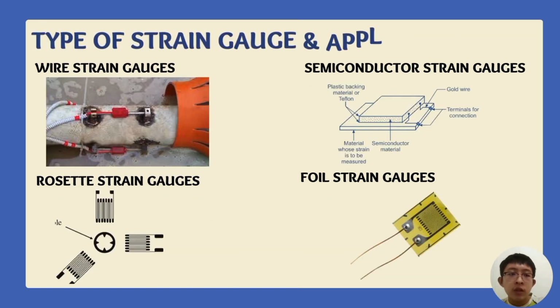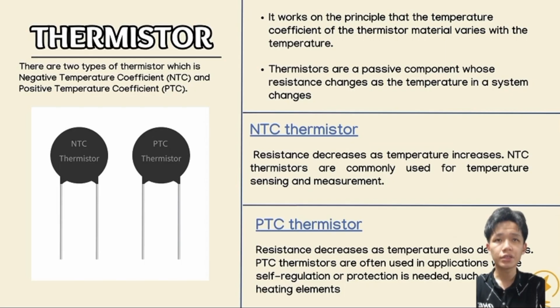Next, I would like to show some pictures of each type of strain gauge. And the first is the wire strain gauge, and the second is the semiconductor strain gauge, and the third is the Rosette strain gauge, and the fourth is the foil strain gauge. Then the next is thermistor.